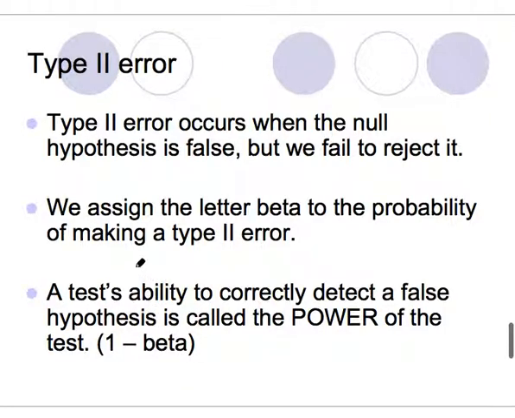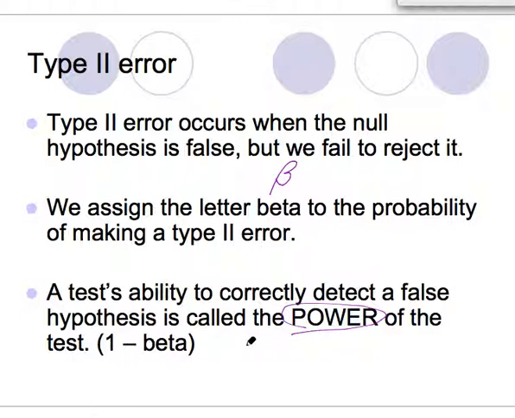Okay, so we assign the letter beta, which looks like an italicized B, and yes, it has this little tail on it. The letter beta is the probability of making a type 2 error. And the next word that we're looking at is power. The power of a test is 1 minus beta.